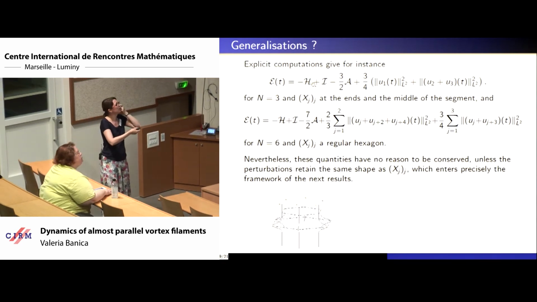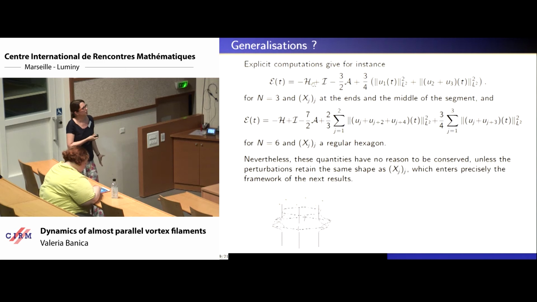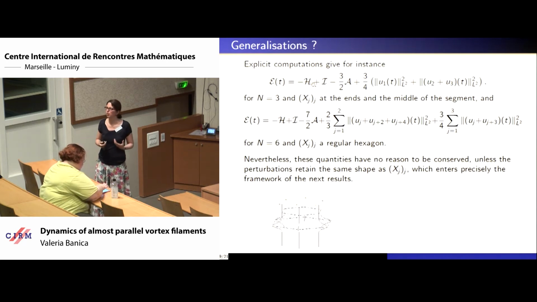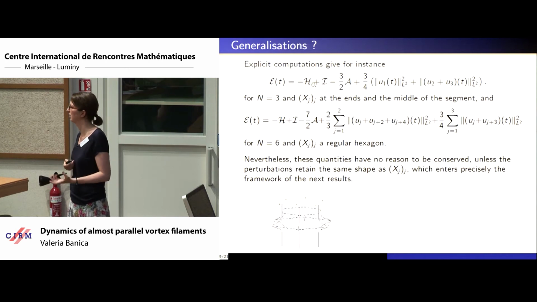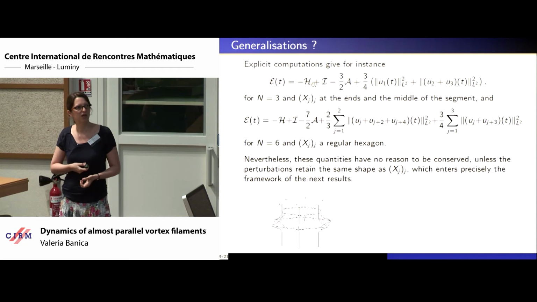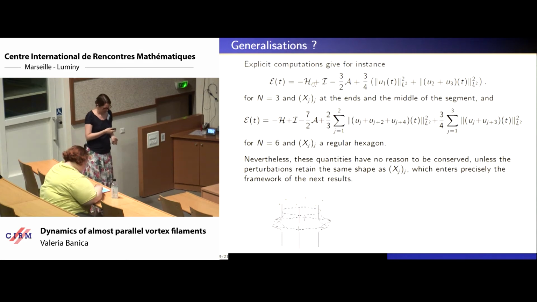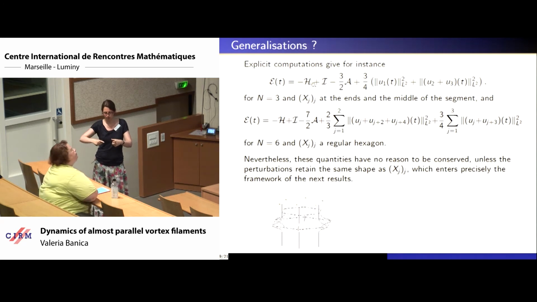So you do some computation, for instance, for n equals 3, or for a hexagon initial configuration, and you realize that your remaining quantities aren't conserved, except if initially you impose very much symmetries, and precisely the same symmetry as the symmetry of the polygon you are working around. So typically here you have a hexagon, and you take hexagon type perturbations. So if I have first a polygon at some height, and I want to see a hexagon perturbation of it.